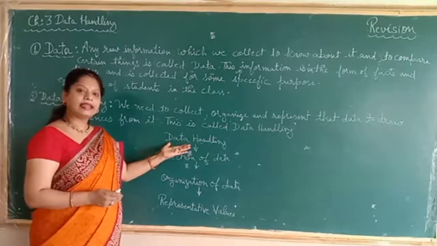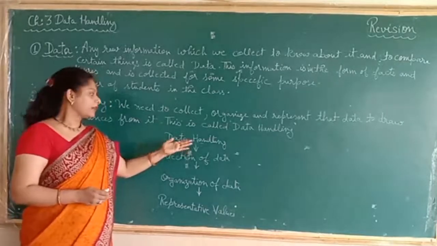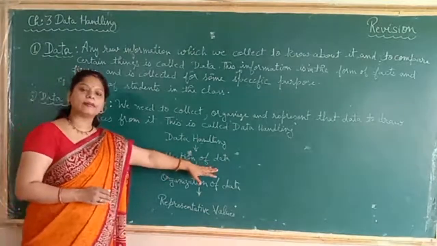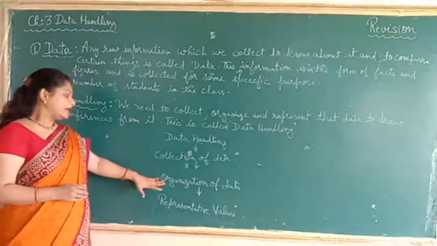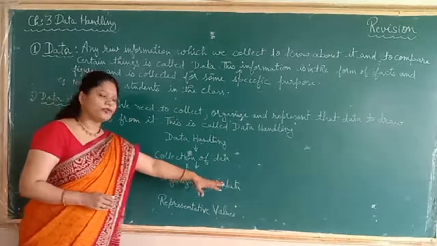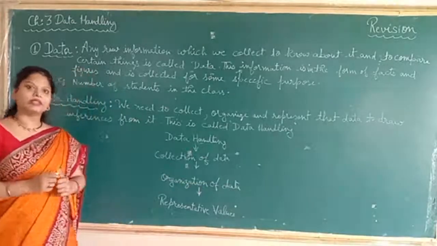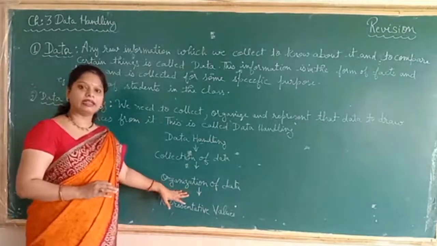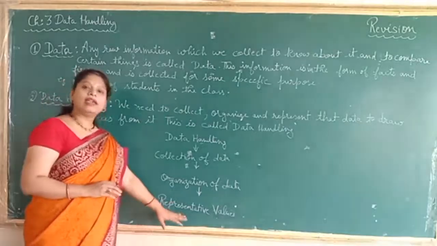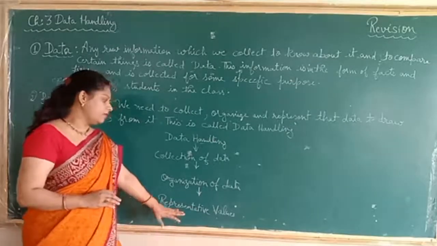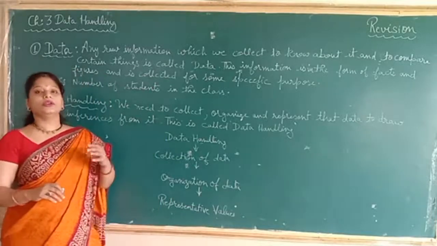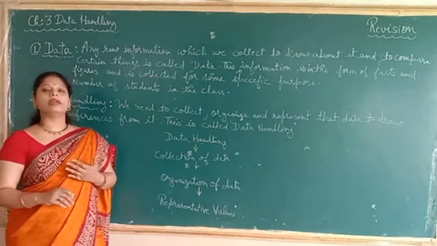So in that case there are a few steps in data handling. First of all, collection of the data. सबसे पहला step क्या है? Collection of data. Second step, organization of data by making tables. Okay, tabulation करके हम organize करते हैं अपने data को. After that, we have to find representative values to give some inferences.